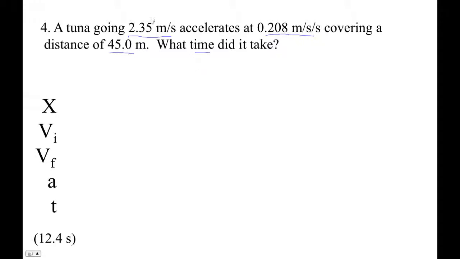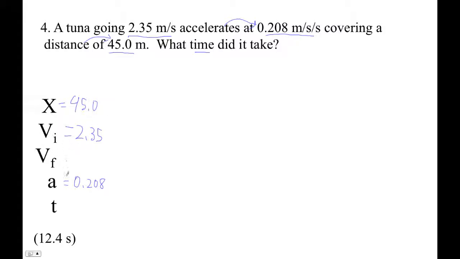Okay, so let's see. If it's already going that speed, I think that's our initial velocity, right? And then it says it accelerates at that rate, and it also has the units of acceleration, so it must be our acceleration, right? And it covers a distance of this, so this must be our x. Okay, and then we want to find the time, right?